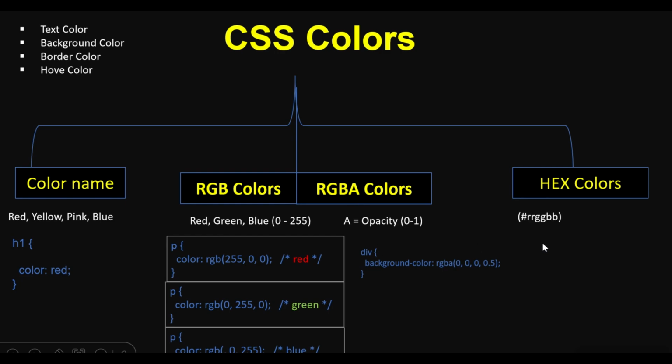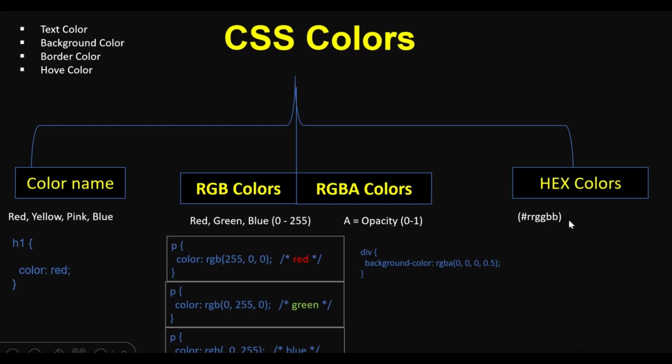The most popular one used by developers is the hexadecimal color. Hexadecimal starts with the hash symbol, and then RGB, but in double figures: double R, double G, double B. Here we can see it is in single RGB, red, green, blue, but say that both are equal.